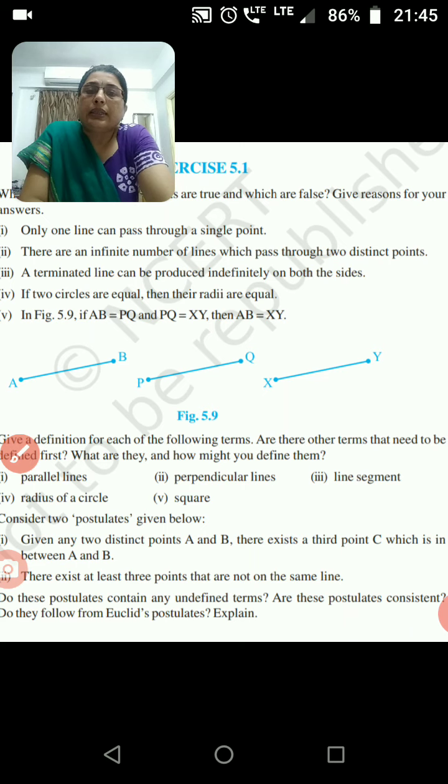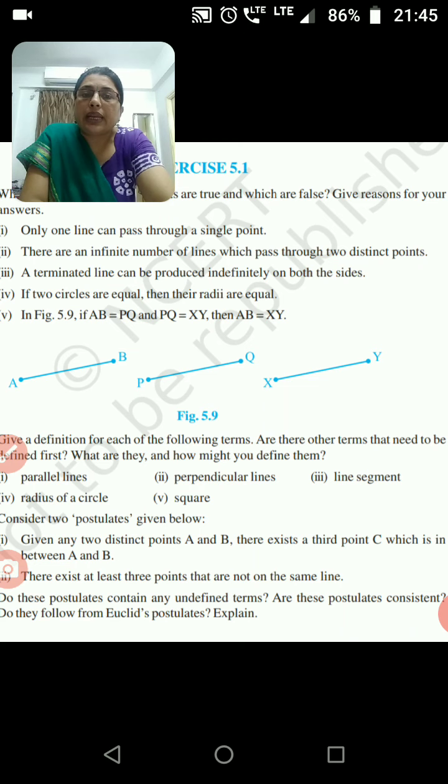Now third question, a terminated line can be produced indefinitely on both the sides. This statement is true. Why? Let us see. XY again, take this figure, XY line segment is there. That means line segment is a terminated line. Terminated means we can say its ends are X and Y.